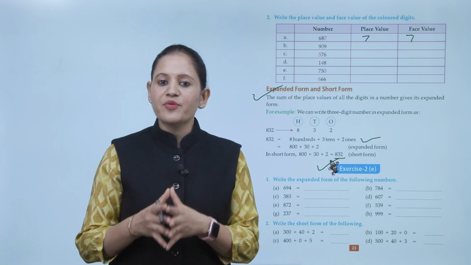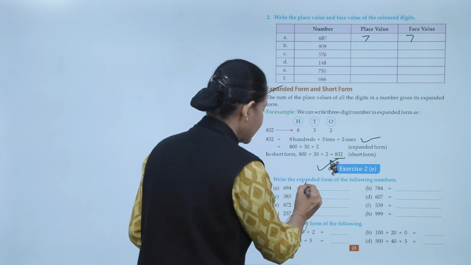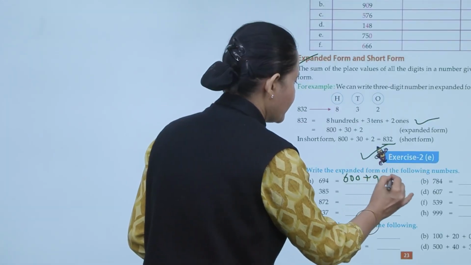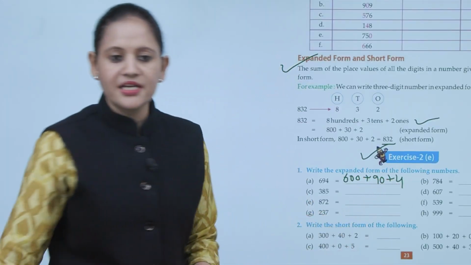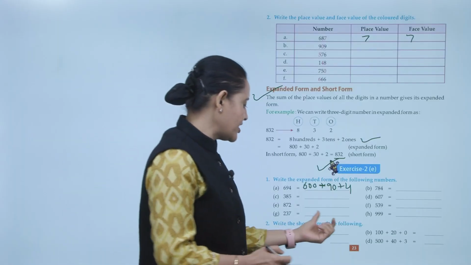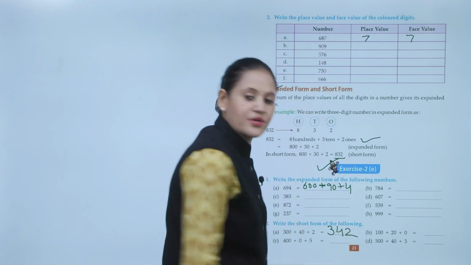Next is exercise 2E. Write the expanded form of the following number 694. So we can write 600 plus 90 plus 4. That is the expanded form of the given number. Clear? Next, write the short form of the following, 300 plus 40 plus 2. So the number will be 342. Clear?